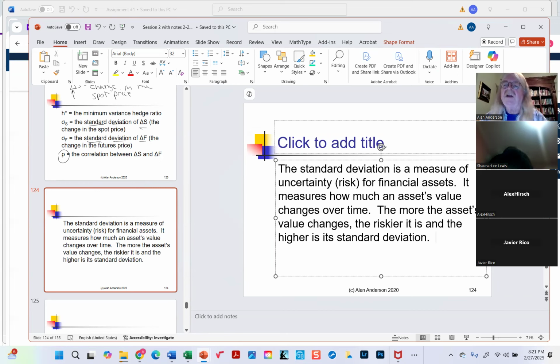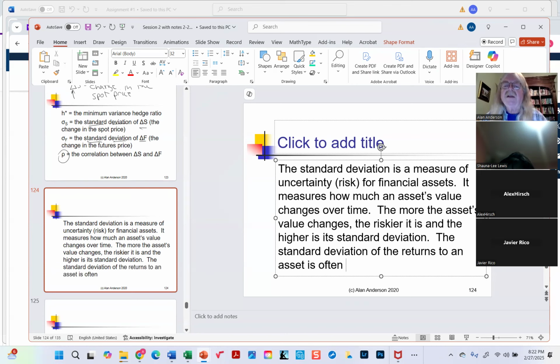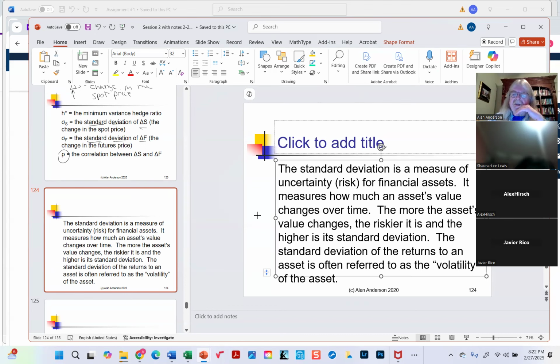Okay, so we're not going to get into the details tonight about how to calculate it. We'll get to that later on. But just the word standard deviation, when you see it, just be aware it's a measure of risk. And so the one thing I do want to point out, in case you've heard of this before, standard deviation of the returns to an asset is often referred to as the volatility of the asset. So if you hear that word volatility kicking around, it is often measured with this measure, standard deviation.